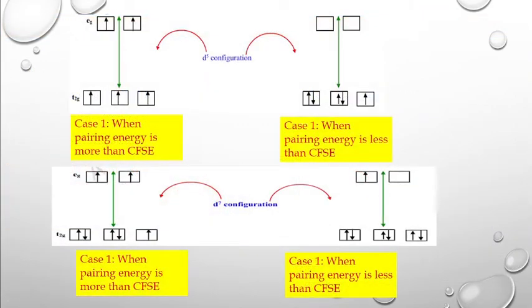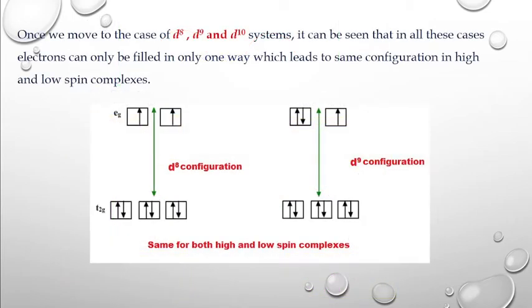Similarly, for d5, d6 and d7 we get two possibilities, and it depends on the CFSE, or you can say crystal field splitting energies, and pairing energies. Now for d8, d9 and d10, these three configurations we get only one configuration, and it is the same for both high and low spin complexes. There will be no other options. So we get only one configuration, as we have shown in the figure.